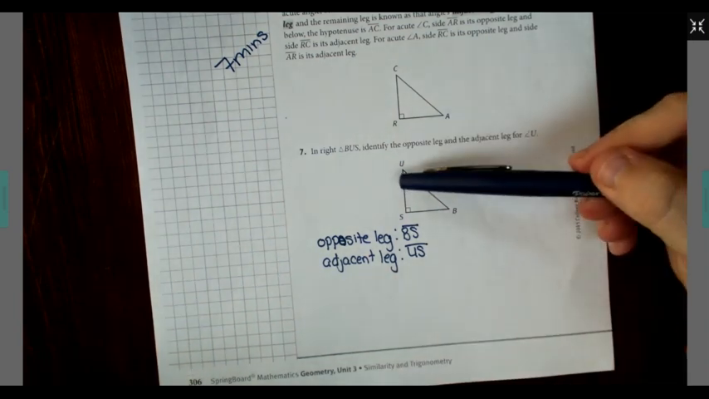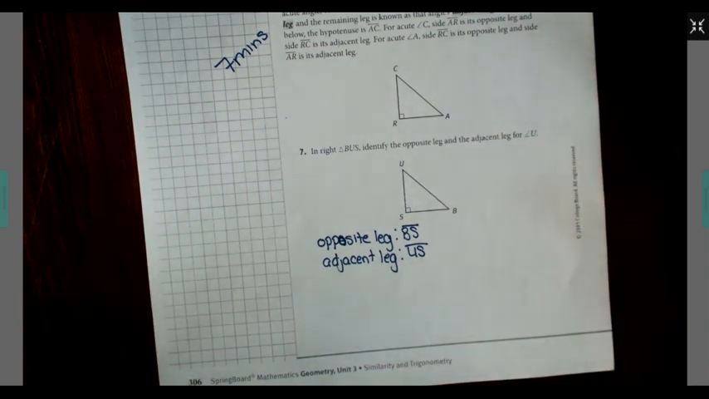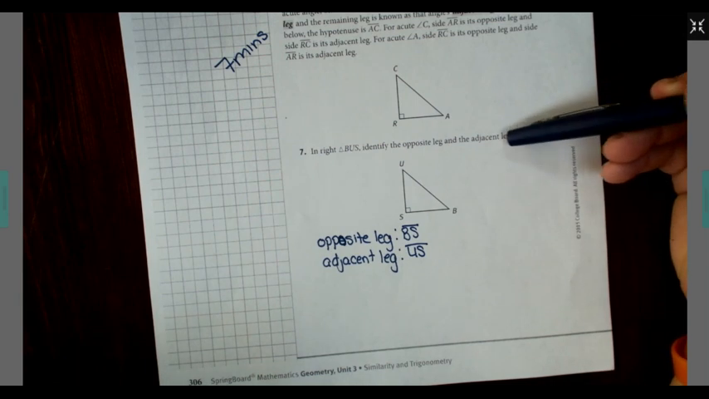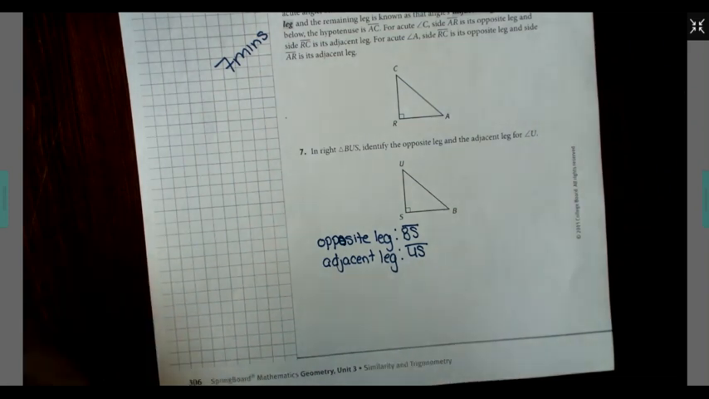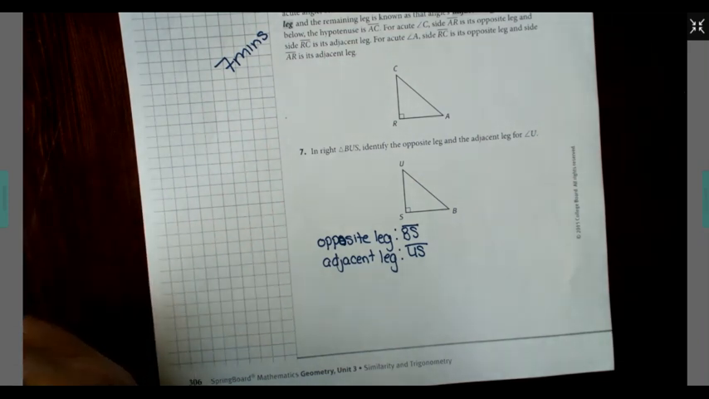Now, adjacent is going to share that angle. So, angle U will share that side. So U will be in that side length. So we've got U to S, because we know that UB is our hypotenuse.